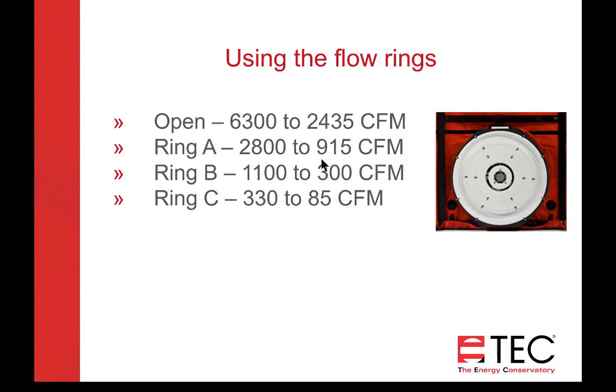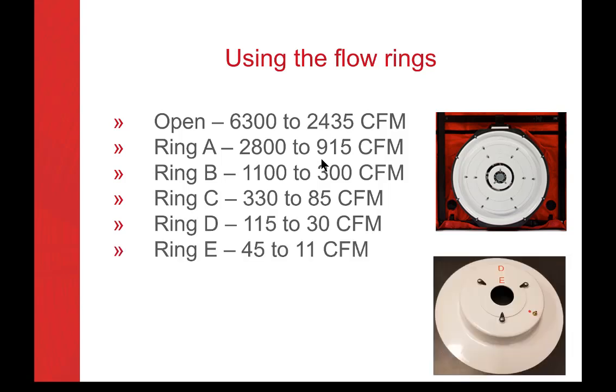Ring C will read down to about 85 CFM. That's an optional ring, and it's the same size as the no flow plate. So if you want to cap the fan, you have to take ring C out and put the no flow plate in place. And then we've got a ring D and E. Ring D, again, is the same size as the no flow plate, so we'll go in that location.